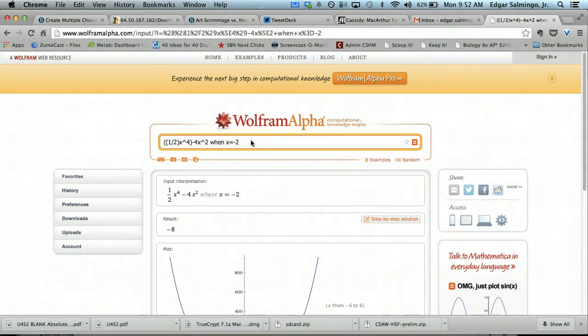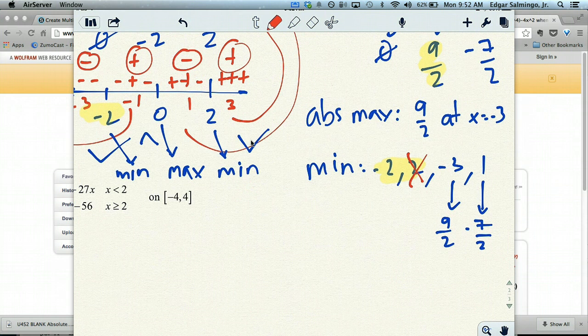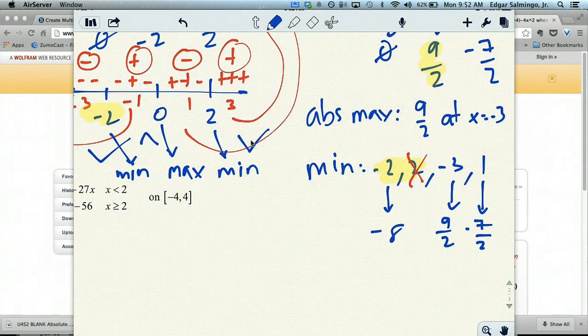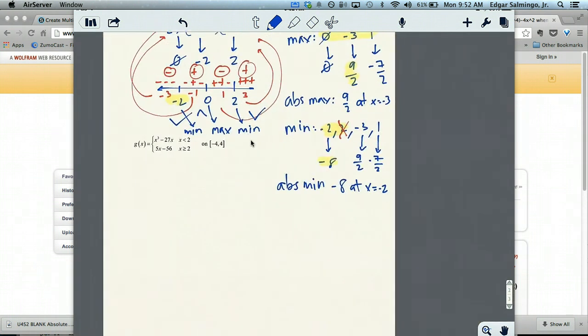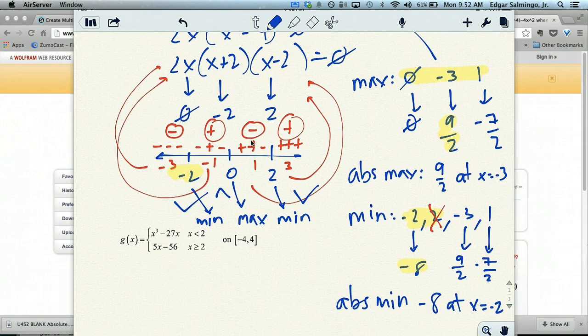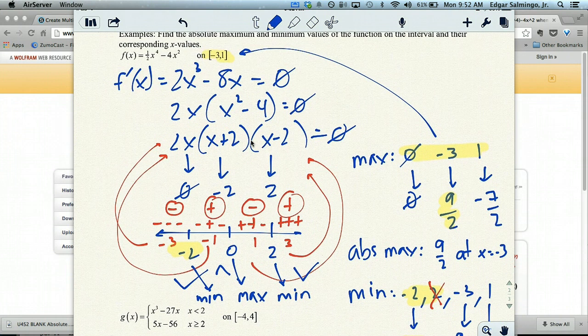We get negative 8. Okay. So I'll go back to my notebook, and I get negative 8. Negative 8, right? Yeah, negative 8. Now, out of all these numbers, you'll notice that the smallest number that I get now is negative 8. So that tells me that the absolute min is negative 8 at x equals negative 2. So that's all there is to absolute max and min.